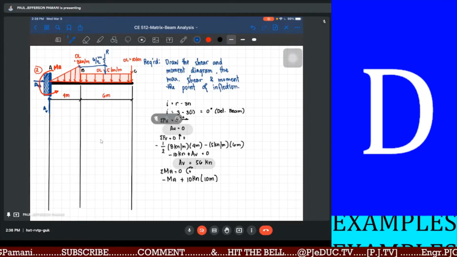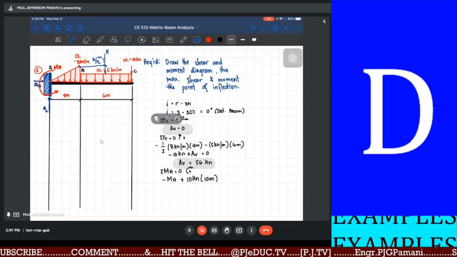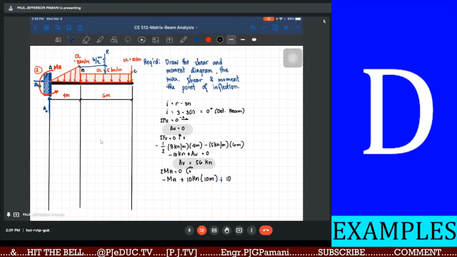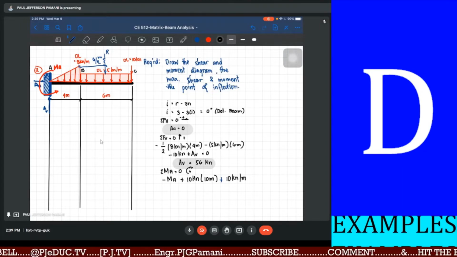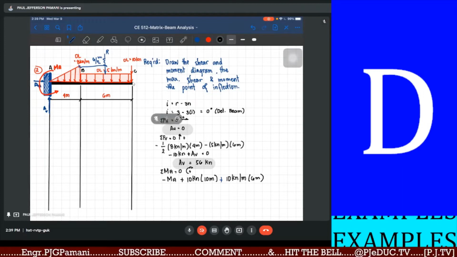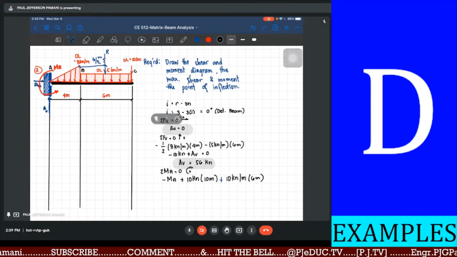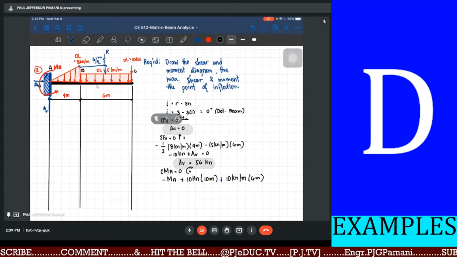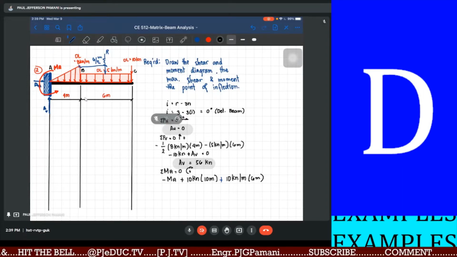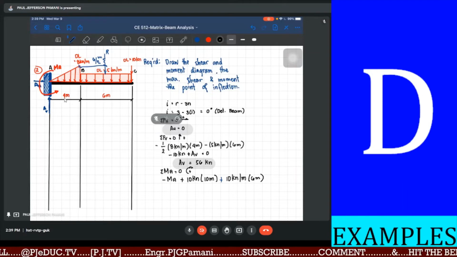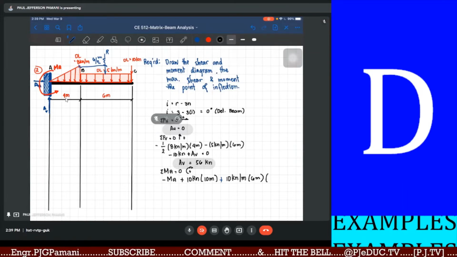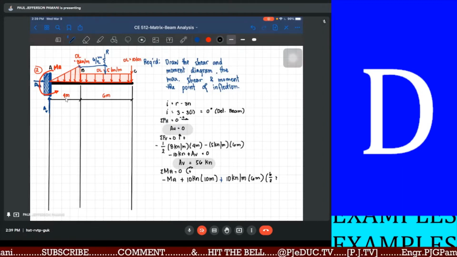The resultant of the uniformly distributed load, clockwise din yan. So positive 10 kilonewton per meter times the base of 6 meters. The moment arm distance of the resultant of your uniform load towards point A is half of its span of application plus the remaining distance. So 6 over 2 plus 4 is what? 7 meters. Ilagay na lang natin, 6 over 2 plus 4 meters.